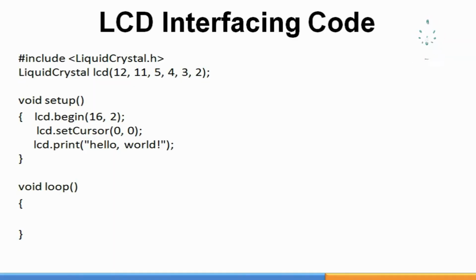Now we'll see the programming part. Here you can see the program is quite simple. It is just 8 to 10 lines. The aim is to display hello world on this LCD. So we'll see the programming part.